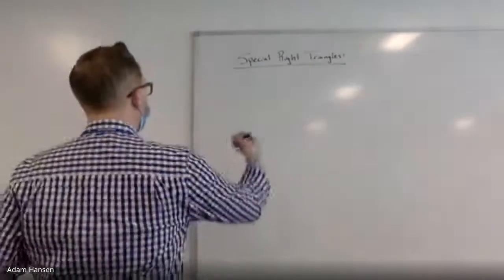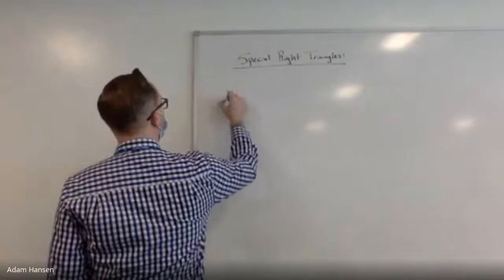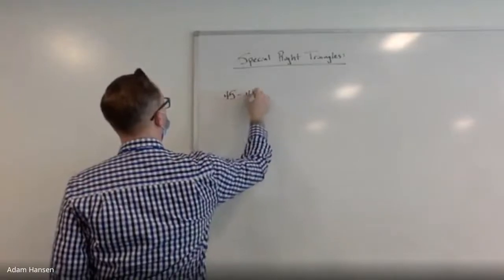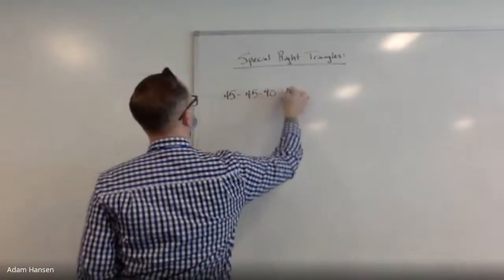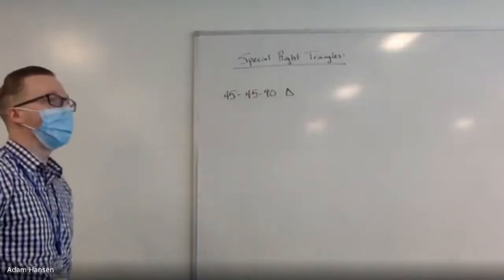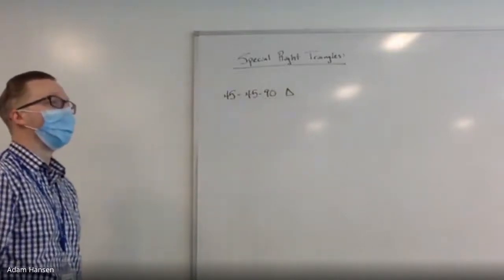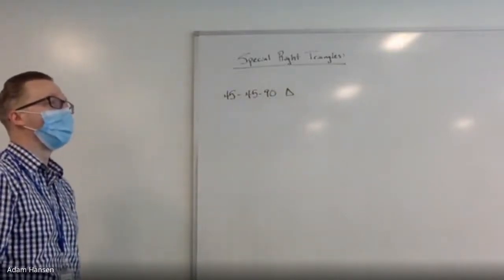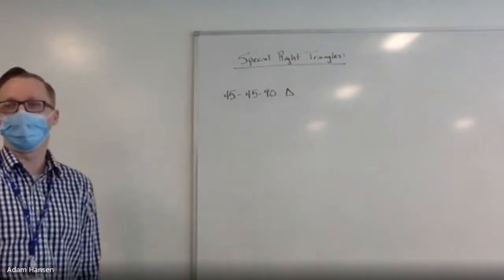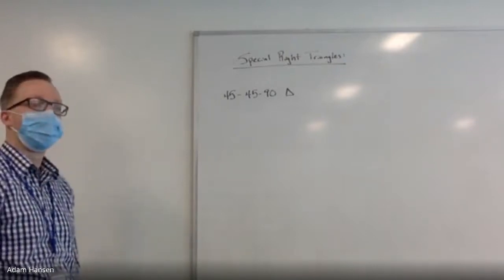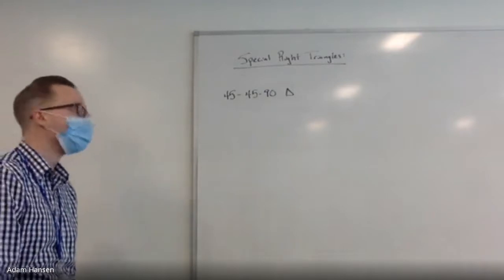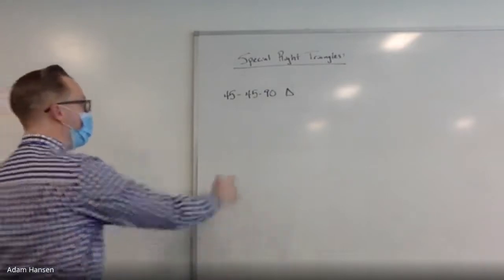Right triangles. One of them is the 45, 45, 90 right triangle. The 45, 45, 90 refers to what? What do you think? Two 45 angles, and then the 90 angle. All right, so let's draw that out.